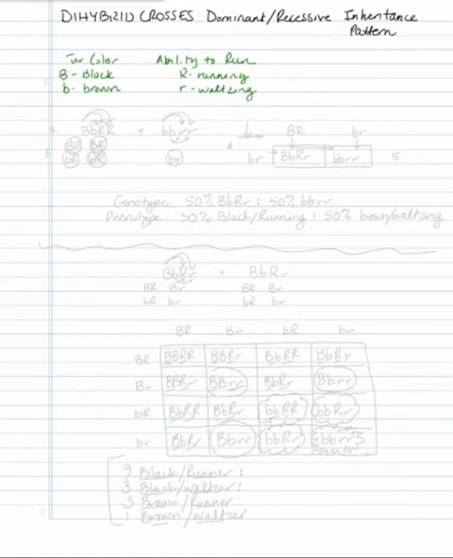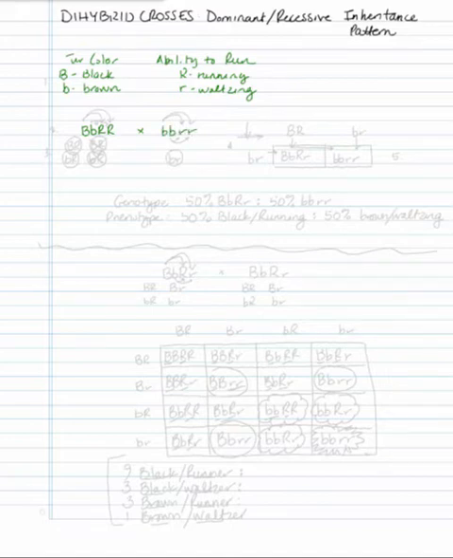So for this particular cross, I think what we'll do is we will first take a look at what happens if we cross a heterozygous black, homozygous running mouse with a brown waltzing mouse.